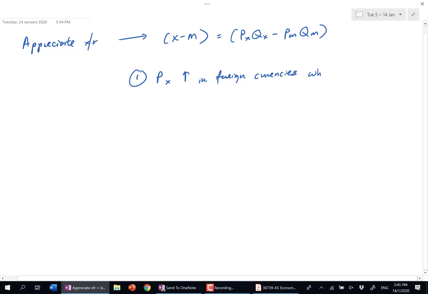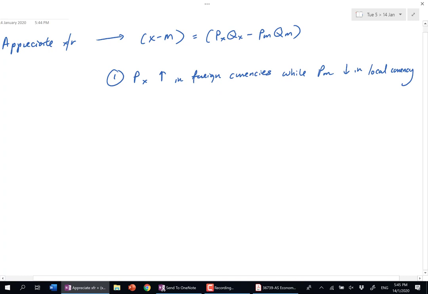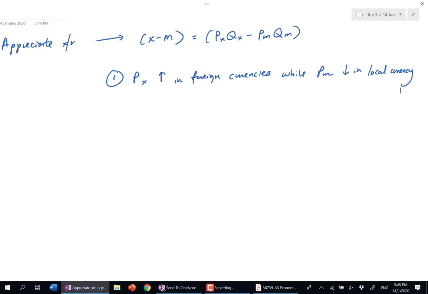the price of imports falls in local currency. It is cheaper to buy imports because your Sing dollar is stronger. You can get more foreign currencies. Follow? It is from step one, you have to follow. If not, the rest of it you'll be lost. Okay.